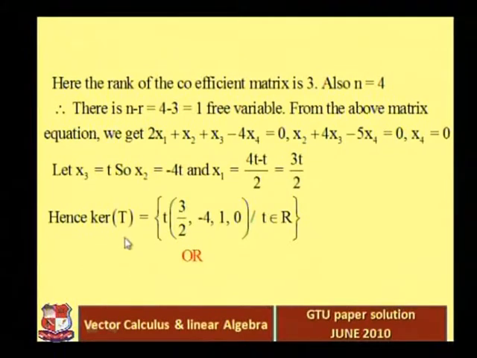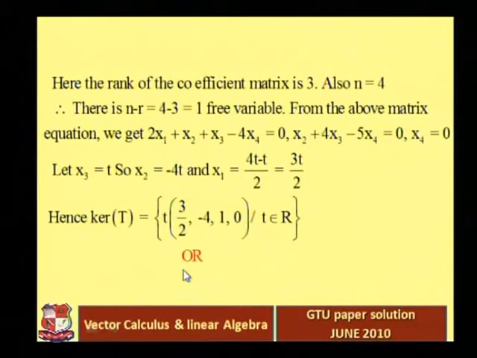Hence the kernel of T can be written in curly brackets as t times (3/2, -4, 1, 0), where t belongs to R. So this question number 5 is complete.